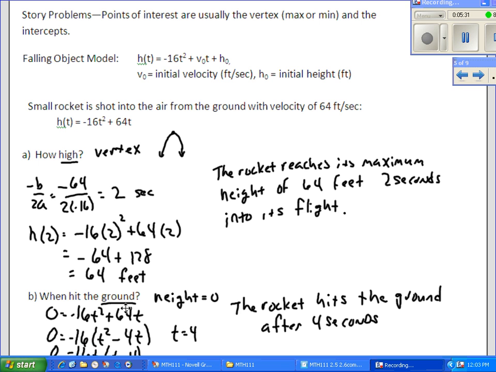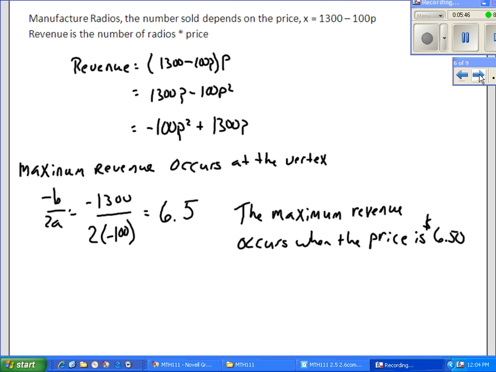The time when it hits the ground, when will it hit the ground? So that's time. When it's on the ground, its height is 0, so set the height equal to 0, solve, we get t equals 4, and the rocket hits the ground after 4 seconds. And I didn't write the rest of the question up here.